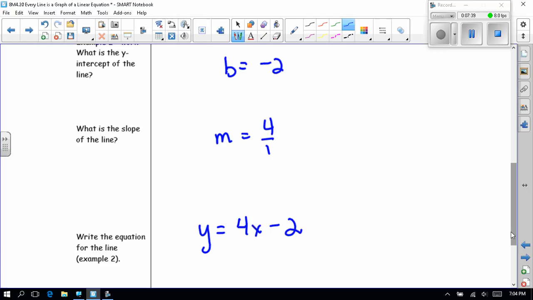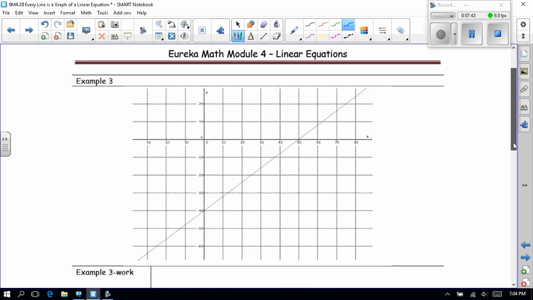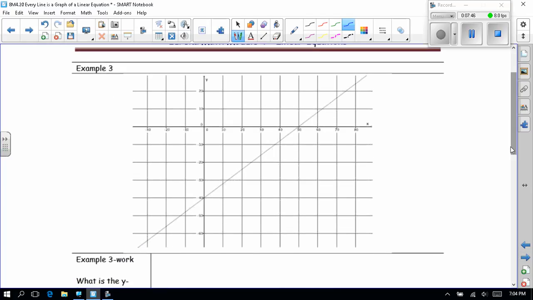So page 72. Again, I'd like you to pause the video and figure out your y-intercept. Be careful here, they're counting by tens. So here we've got -10, -20, -30, -40, -50. And they're counting by tens on your x as well. So that's 10, 20, 30, etc. So go ahead and pause the video and identify your y-intercept and your slope, and then write your equation.